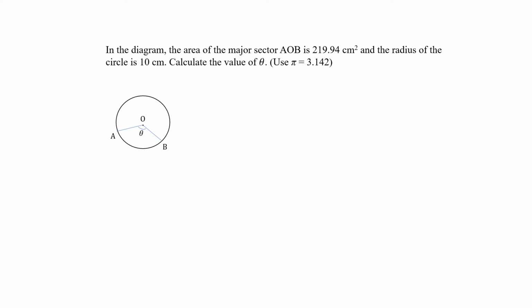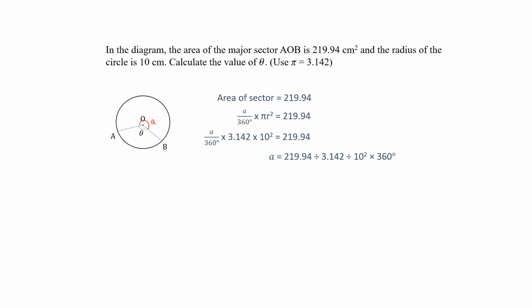Okay, first it is given that the area of the major sector is 219.94, and the formula for the area of a sector is the angle over 360. The angle here, you can represent it by A or any alphabet, over 360 multiplied with pi r squared. And next you can substitute pi with 3.142 and r is 10, the radius.